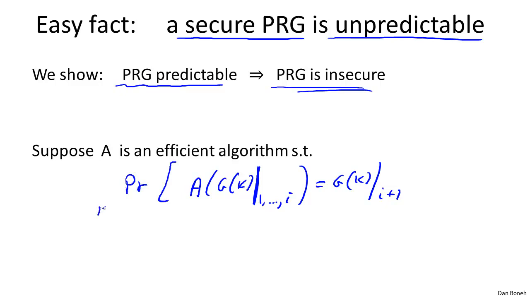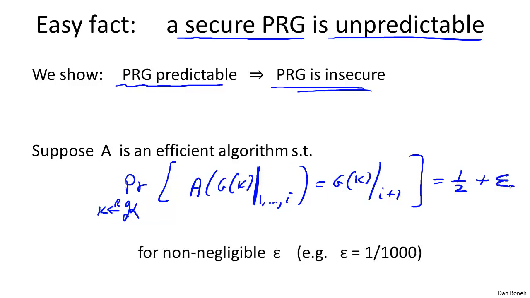So if we choose a random k from the key space, then clearly a dumb predictor would be able to predict the next bit with probability 1/2: simply guess a bit, and you'll be right with probability 1/2. However, this algorithm A is able to predict the next bit with probability 1/2 plus epsilon. So it's bounded away from 1/2, and in fact we require that this be true for some non-negligible epsilon.